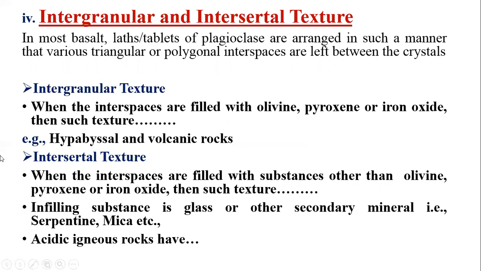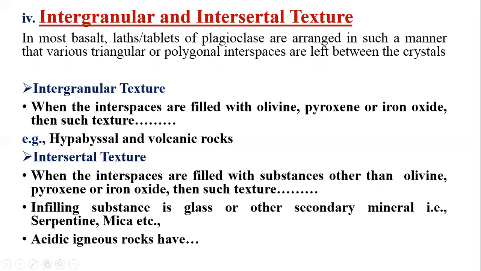Our fourth category of texture is intergranular or intersertal texture. This is common in mafic rocks such as basalt. In most basalts, laths or tablets of plagioclase are arranged in such a manner that various triangular or polygonal interspaces are left between the crystals.